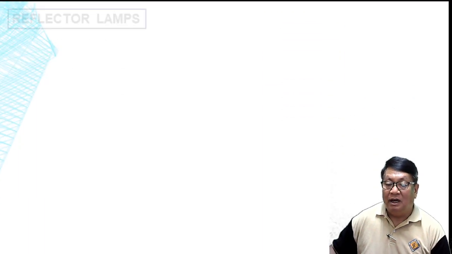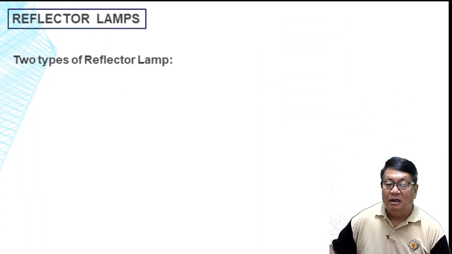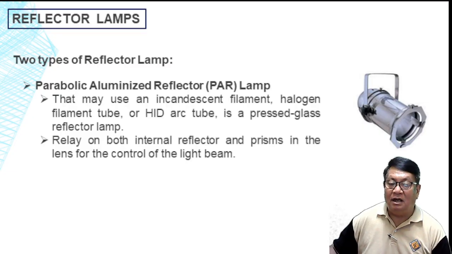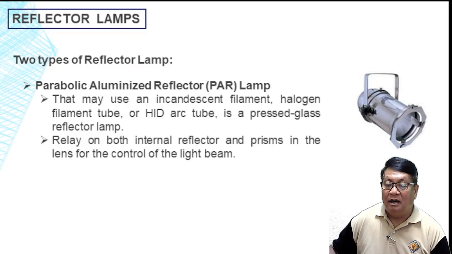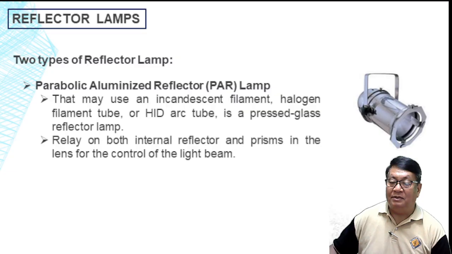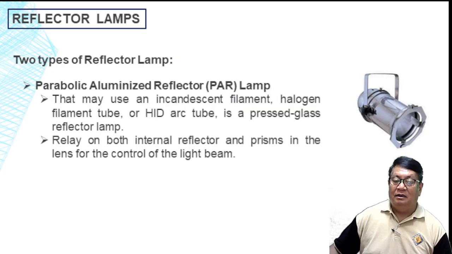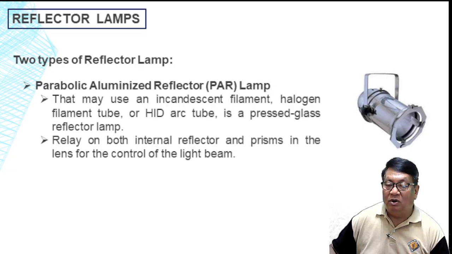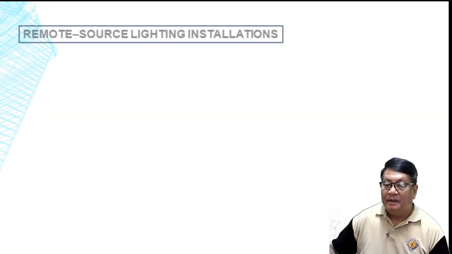We have also the parabolic aluminized reflector, or PAR, lamps. This is more on either an incandescent filament, halogen filament tube, or HID arc tube, or pressed glass reflector. So what else?